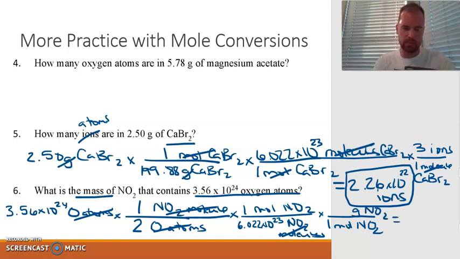Nitrogen is 14.01, oxygen is 16, but there are 2 of them. So our molar mass of NO2 is 46.01. So my moles will cancel, and now I'm in grams.